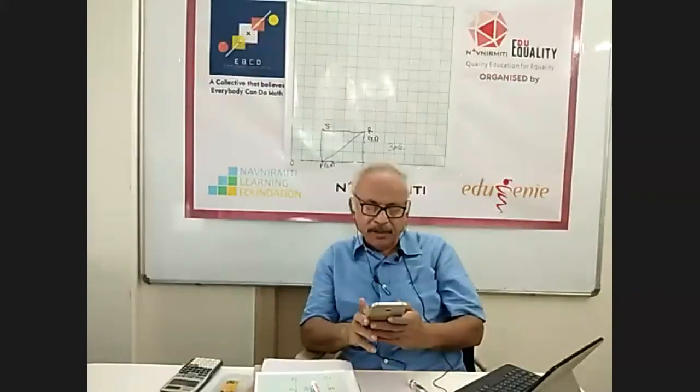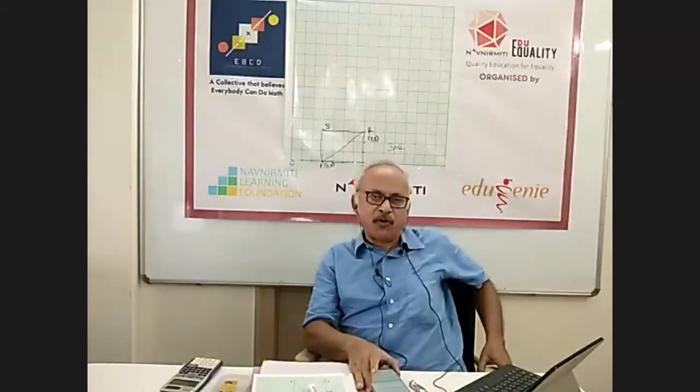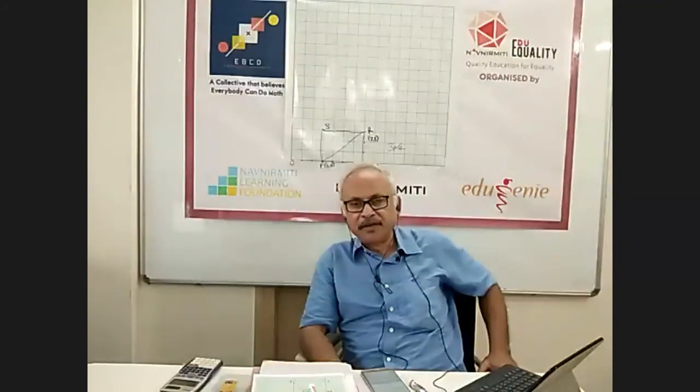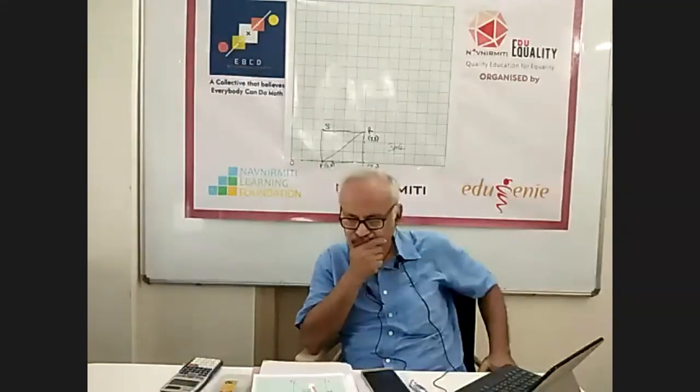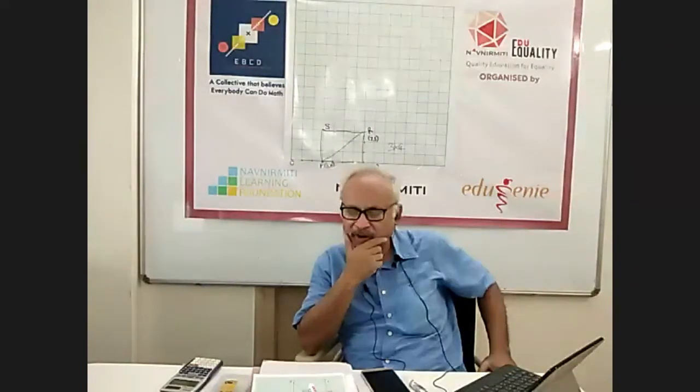Now we go to part 4 of this discussion. Make a square on your graph paper which has side 10 centimeters. Sir, please repeat the question. Make a square on your graph paper.